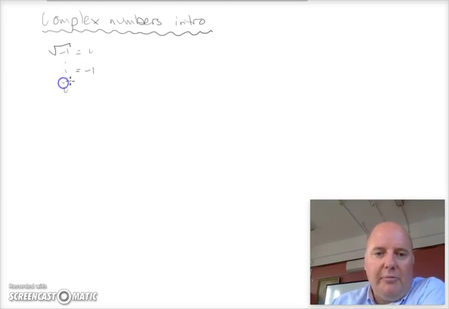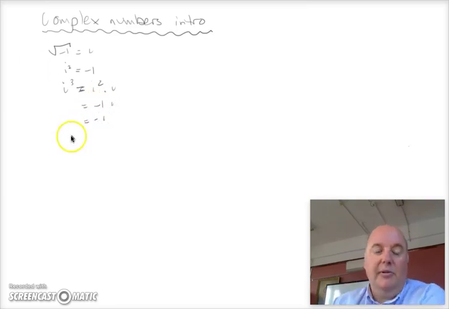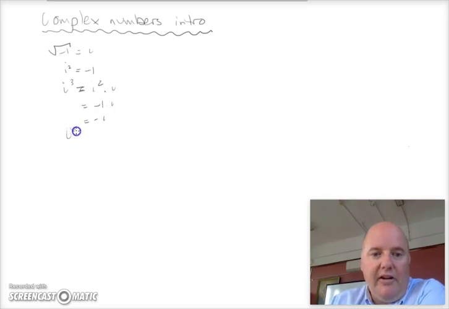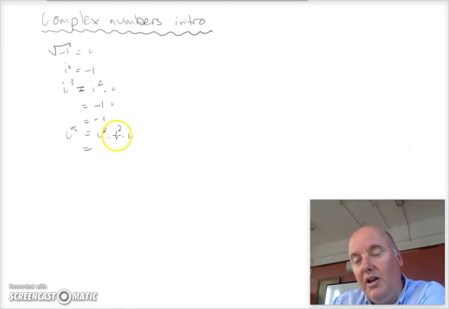For example, we can get an expression for i cubed. Now i cubed is really i squared times i. Now i squared, by definition, is minus 1, multiplied by i, so that just gives you minus i. So similarly, if we had something like i to the power of 5, we know that's really i squared times i. Now i squared is minus 1, so minus 1 times minus 1 is 1, times i is i.